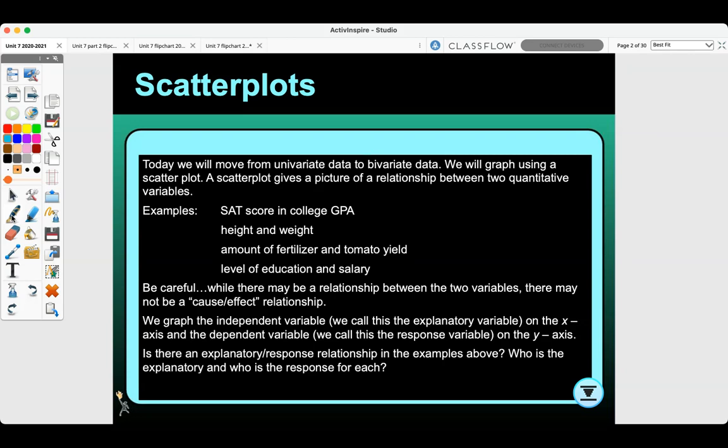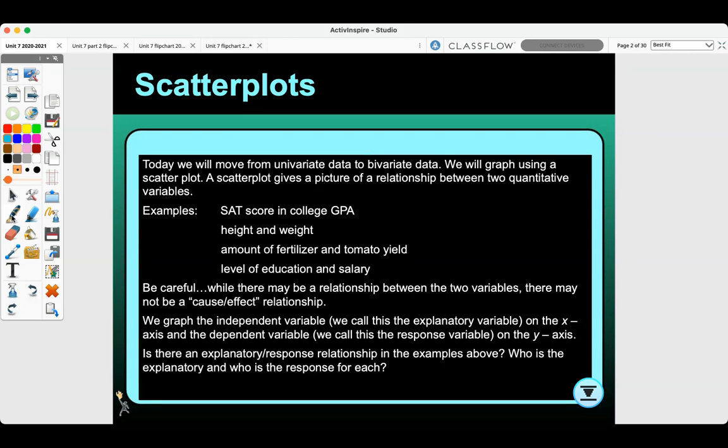Here we have some examples of quantitative variables: SAT scores and college GPA, height and weight, the amount of fertilizer and tomato yield, level of education and salary. Be careful. While there may be a relationship or an association between the two variables, there may not be a cause and effect relationship. We'll graph the independent variable, we call this the explanatory variable, on the x-axis, and the dependent variable, we call this the response variable, on the y-axis.